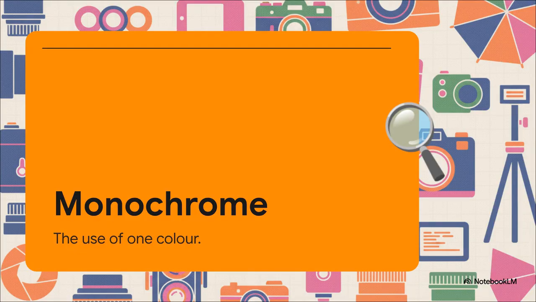Okay, next up, monochrome. And no, this isn't just black and white. It can be an entire image made up of different shades of blue or sepia or any single color. So, why would you do that? Well, when you strip away all the other colors, you force the viewer to focus on what's really important: the shapes, the light, the textures, the emotion of the scene. It's a seriously powerful way to set a mood.